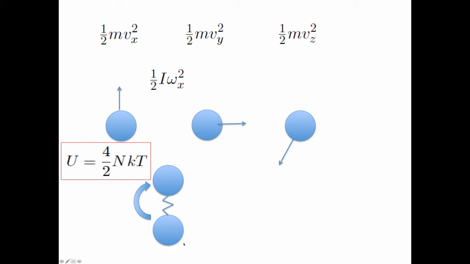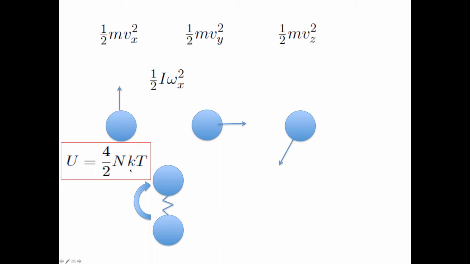This molecule could rotate, could spin around this axis, the x-axis. And in that case, it has an additional type of kinetic energy, a rotational kinetic energy, given by 1/2 I omega_x squared. I is the moment of inertia of the molecule, and omega_x is the angular velocity about the x-axis. Following on from this logic, you can show that this contributes another 1/2 nkT to the total internal energy, bringing the total up to 4/2 nkT.